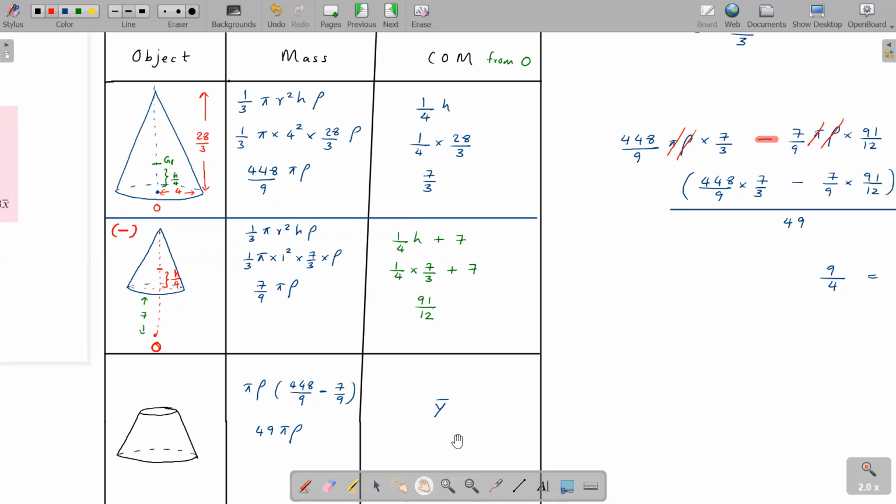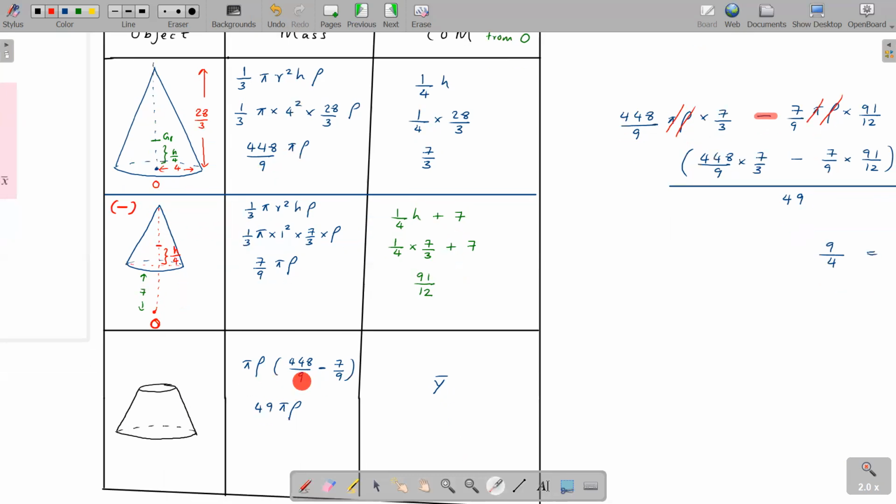And then finally we come to the frustum. So for the frustum, it's pi rho. I'm subtracting these two, guys. So 448 over 9 pi rho, you subtract 7 over 9 pi rho. It's a subtraction because you are removing; remember, the mass is reduced. And I get here 49 pi rho.